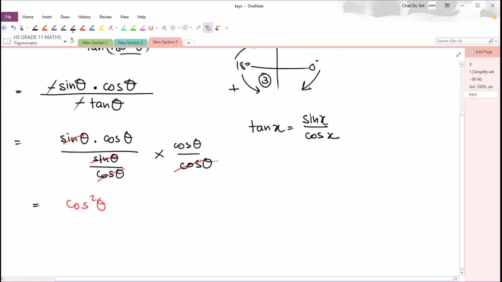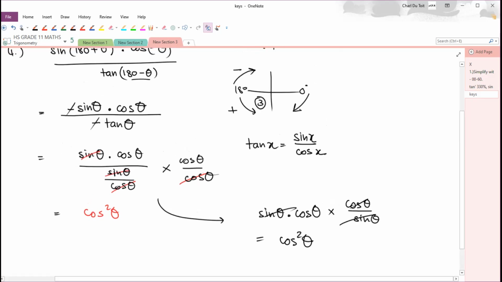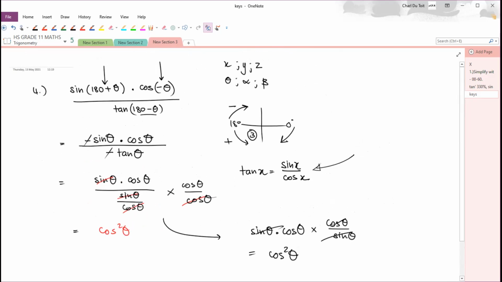Or you can do it the classic way and say that is the same as sin theta times cos theta. If I divide with sin over cos, I multiply with the inverse, which is cos theta over sin theta. To divide with a half is the same as multiplying with 2, or divide with 3/4 is the same as multiplying with 4/3. So I just flip that over, and then that sin and that sin cancels. So I get cos square theta. That's called an identity, and there's two that you have to learn in grade 11.